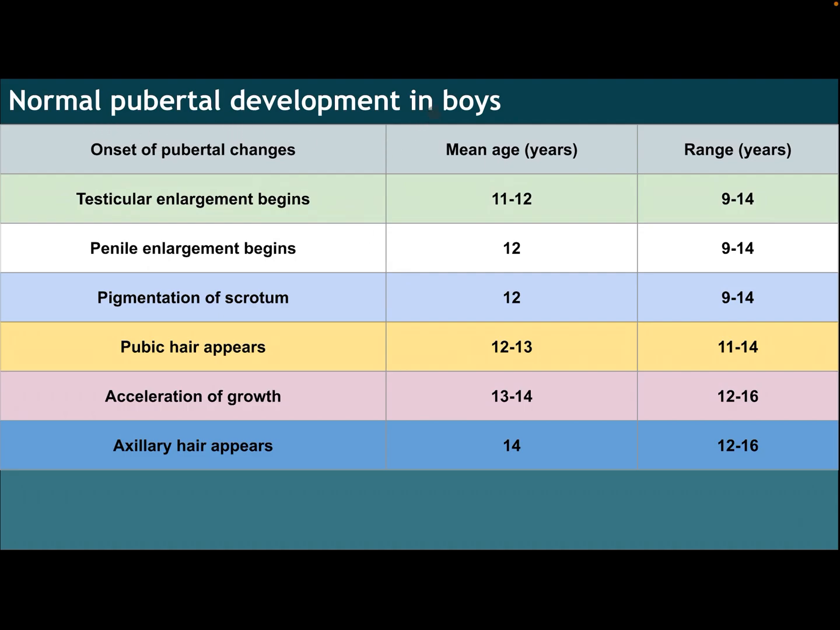Normal pubertal development in boys: testicular enlargement, penile enlargement, pigmentation of the scrotum, all of these range from 9 years to 14 years. Pubic hair appearance from 11 years to 14 years. Acceleration of growth, 12 to 16 years. Axillary hair appearance from 12 to 16 years.